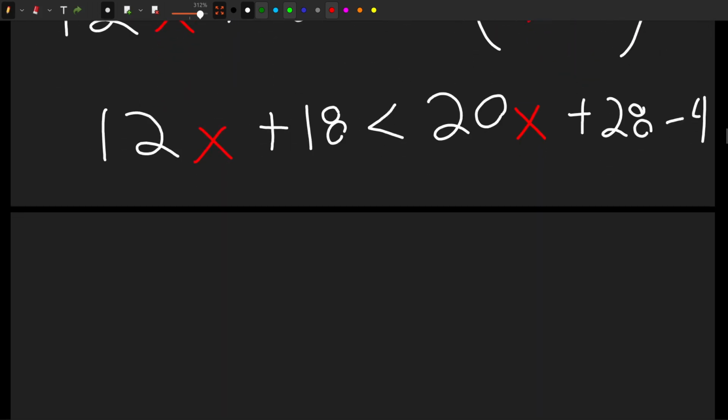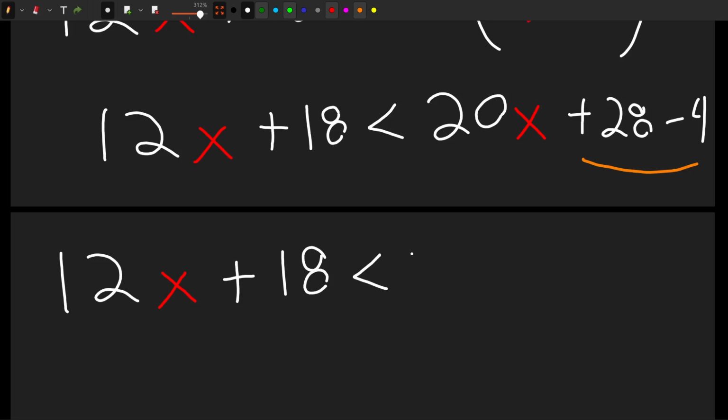All right. What I know I can do is simplify these two terms together. I can add them together, and then I can start to move terms left to right. So I'm just going to bring down what I have on the left-hand side. I have 12x plus 18 is less than 20x. Now 28 minus 4 is just plus 24.